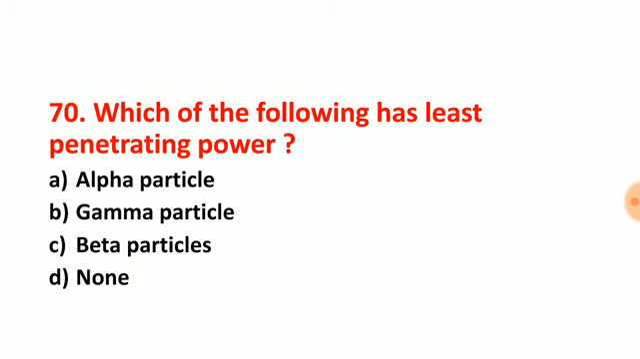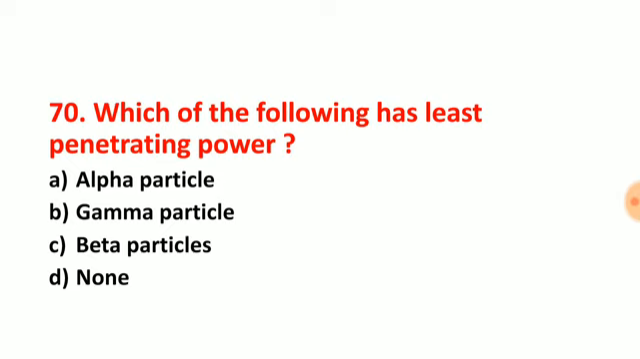Question number 70. Which of the following has the least penetrating power among alpha, beta and gamma particles? Alpha particle is very heavy. Beta particle is just an electron. Gamma rays are just radiation. So radiation can pass through any surface, so its penetrating power is maximum. The penetrating power of gamma is maximum.